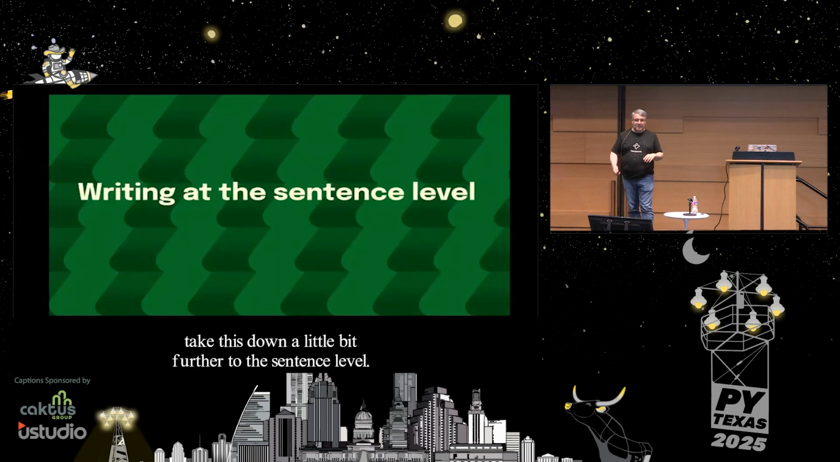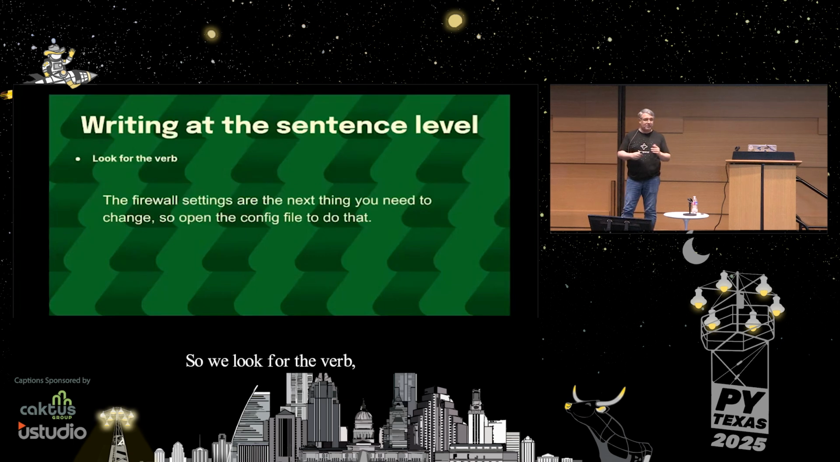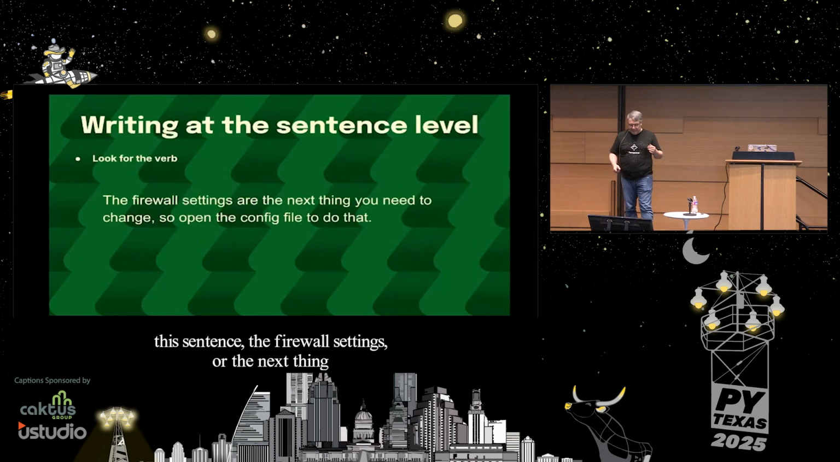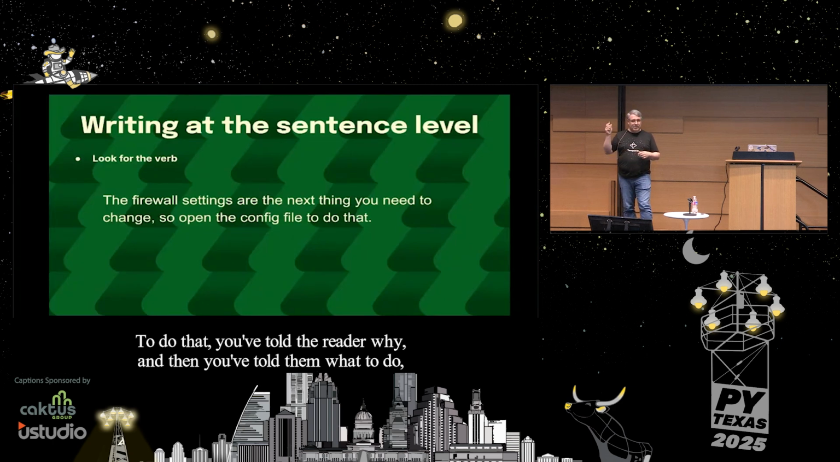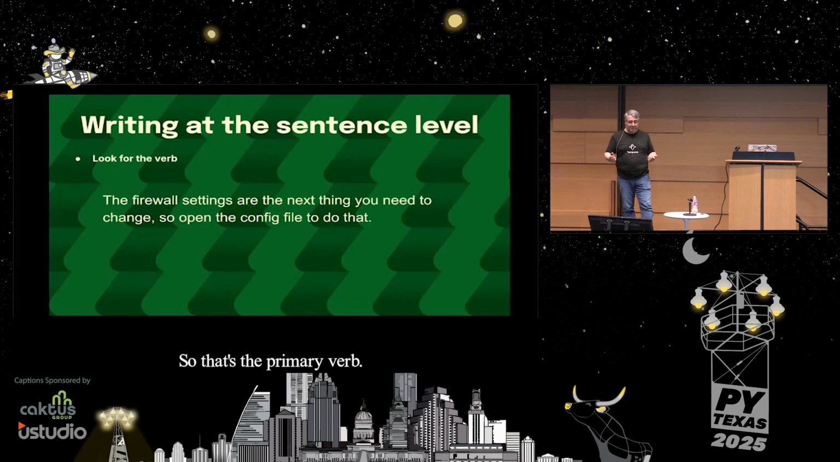Let's take this down a little bit further to the sentence level. Find some verbs here. So we look for the verb. This sentence: the firewall settings are the next thing you need to change to open the config file to do that. You've told the reader why, and then you've told them what to do. But the thing you really want them to do at this point is open the file. So that's the primary verb.